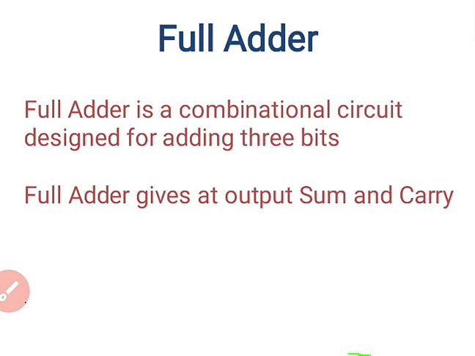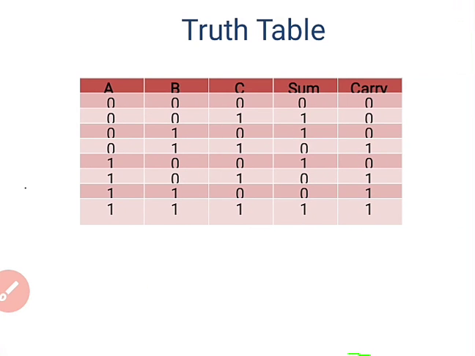Full adder is a combinational circuit which is designed for adding 3 bits, and it has output sum and carry. This is the truth table for the full adder, which has inputs A, B, C and output sum and carry. Now you apply the binary addition table, 2-bit binary addition, to get the sum and carry.